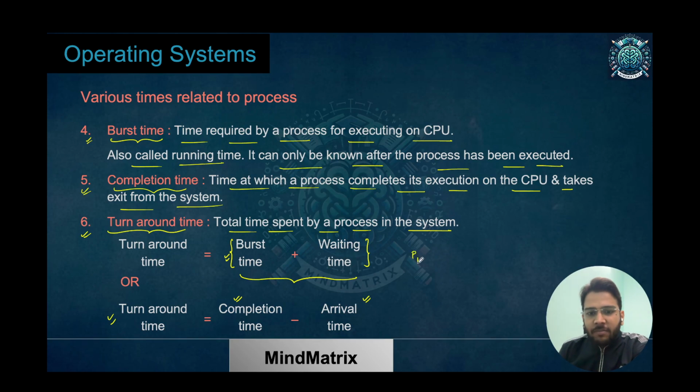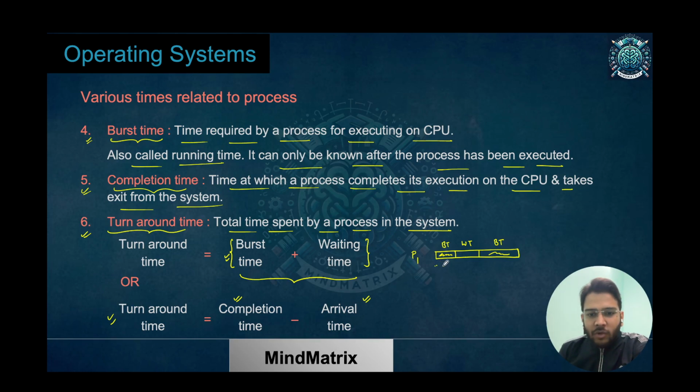Let's say we have one process P1, and this is the timeline of process P1. Let's say for 1 unit of time, process P1 is executing. So let's say this is the burst time. Now for another 1 unit of time, your process is waiting. Then let's say for the remaining time, your process is executing.